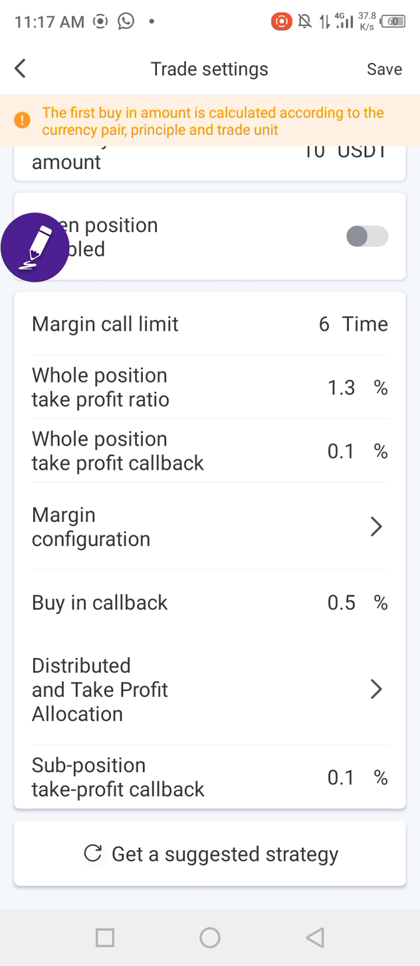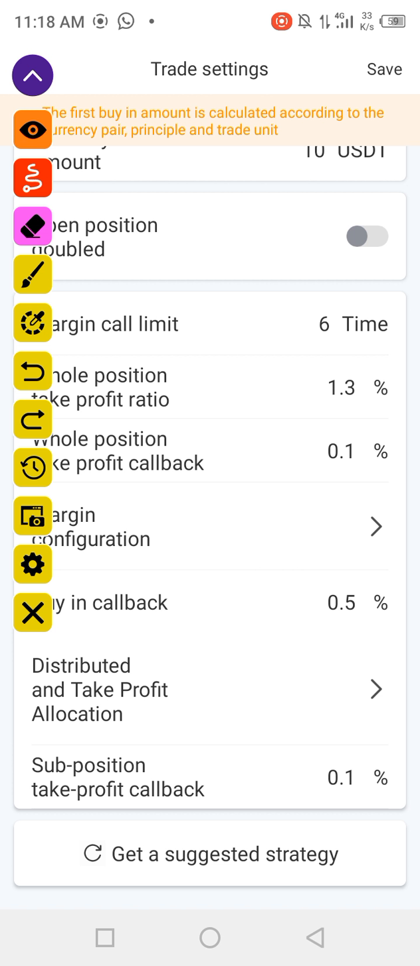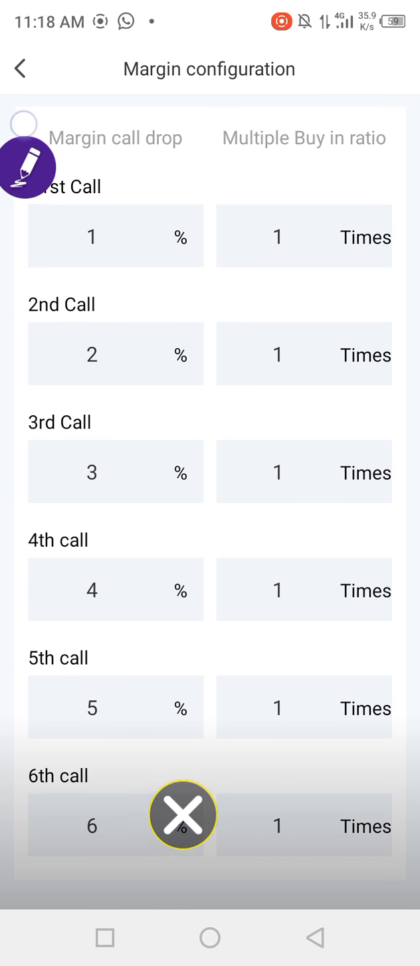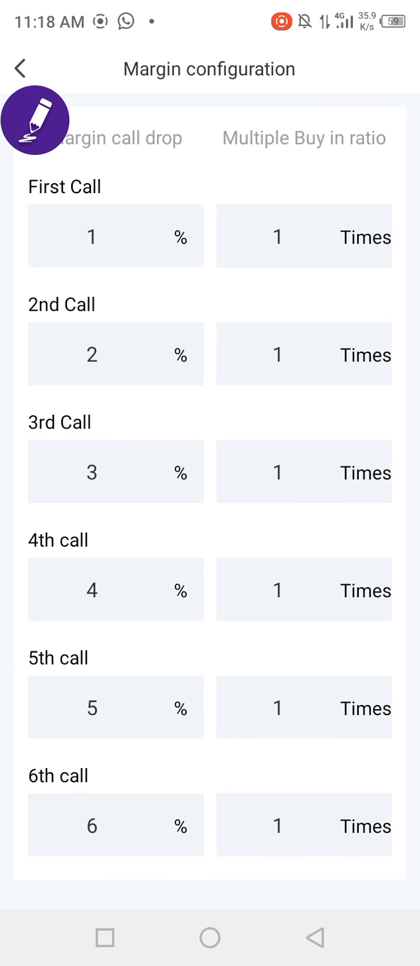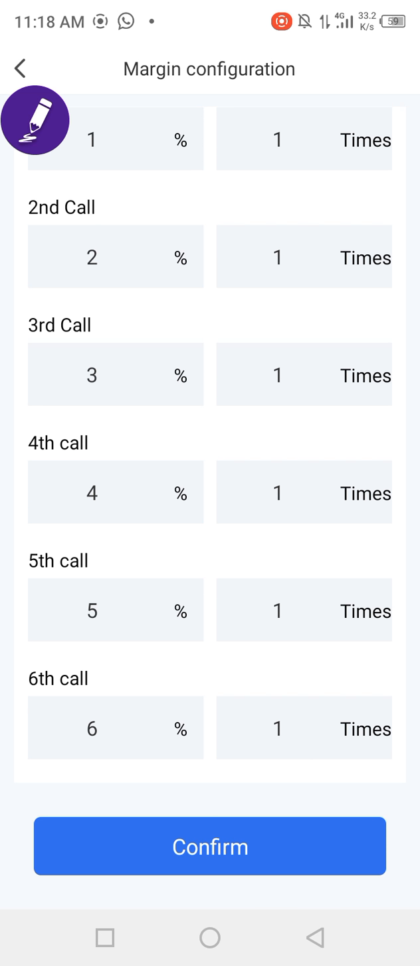Then for the sub position profit, you can use 0.1 to control it. Okay. Then after that, you have set everything on this page. You go to margin configuration, and set how the margin call limits will come in. Okay, you set it. All right.